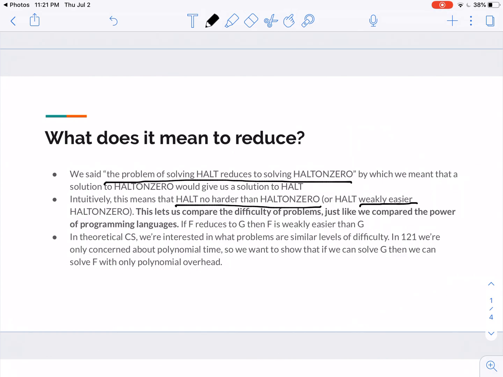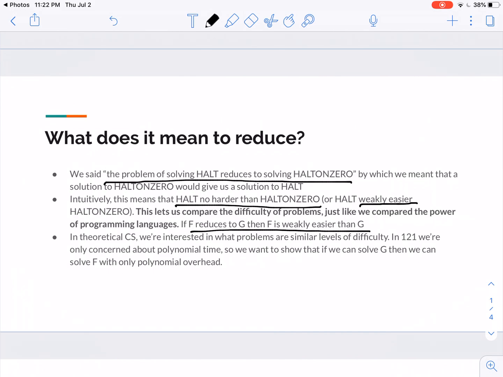Because if f reduces to g, then f is weakly easier than g. So that allows us to compare the difficulty of f and g, right? Because if f reduces to g, then using g we can solve f. So f is no harder than g. In theoretical CS, we're often interested in which problems are of similar levels of difficulty or different levels of difficulty, like which problems are easier, which problems are harder, and so reductions are really useful there because they let us compare how hard problems are.